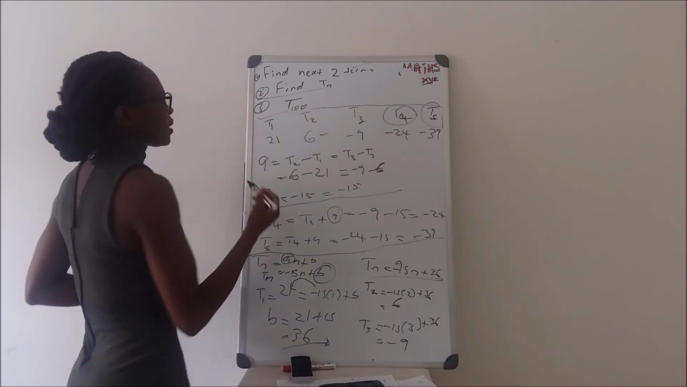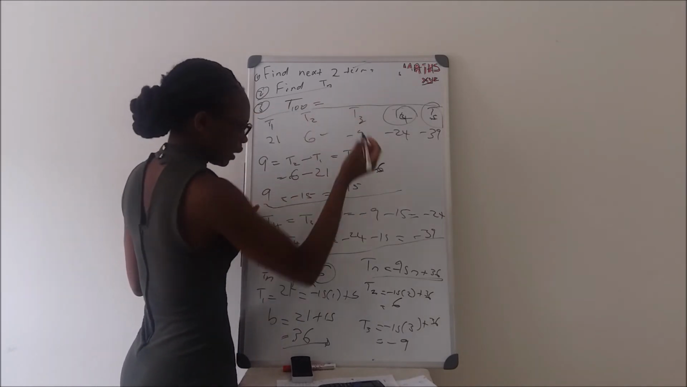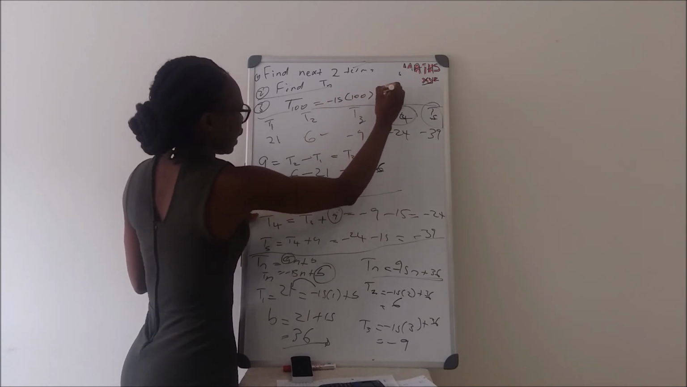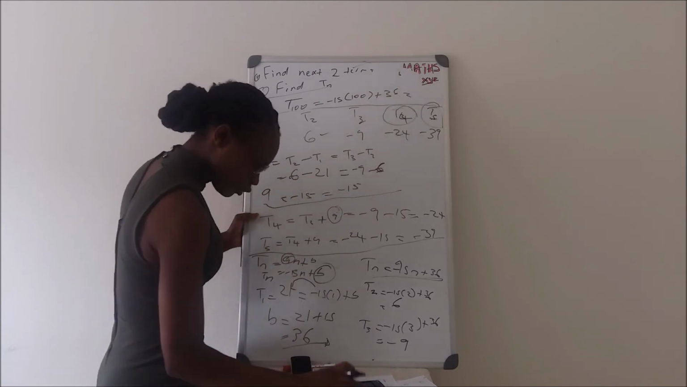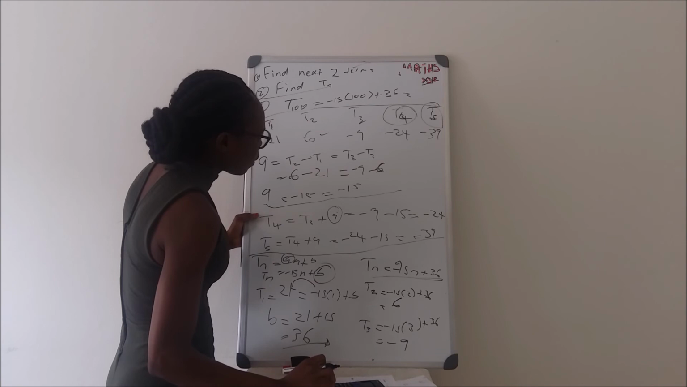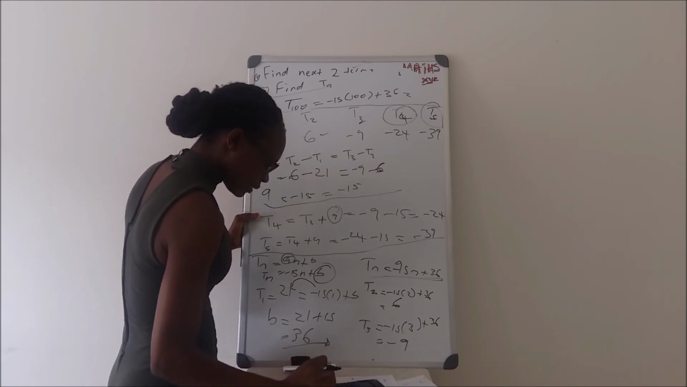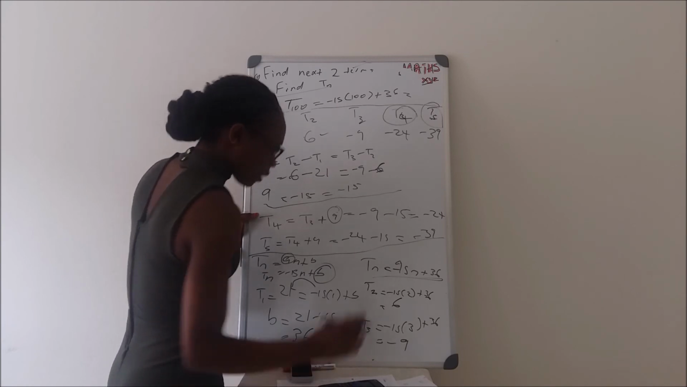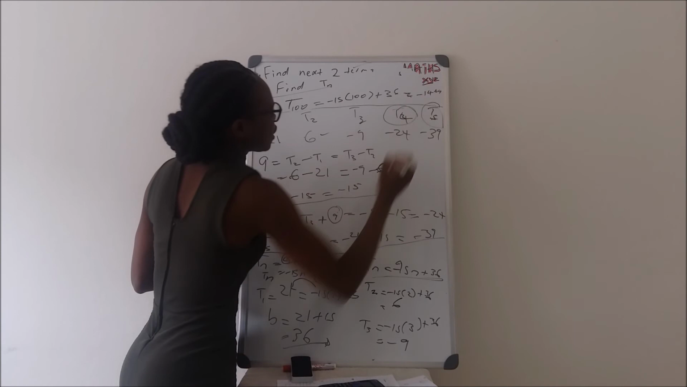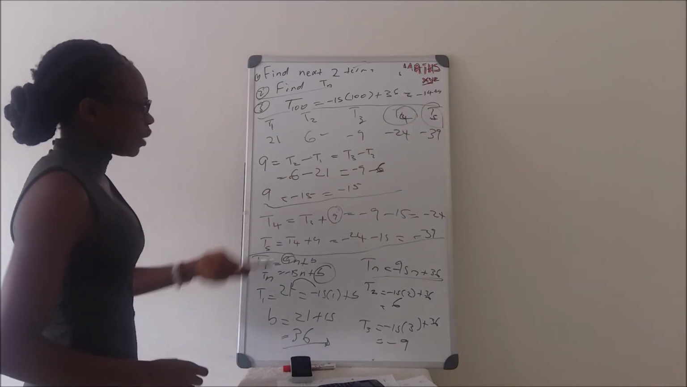So the next question says that we must find T100. With T100, we just substitute 100 wherever there is n and we get the answer. So it will be negative 15 multiplied by 100 plus 36. So it would be negative 1464, right? Negative 1464.